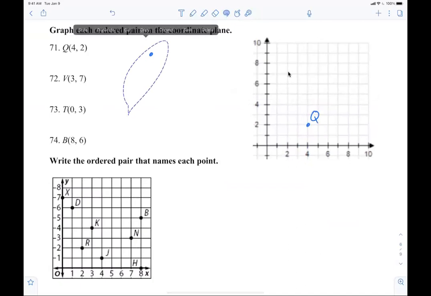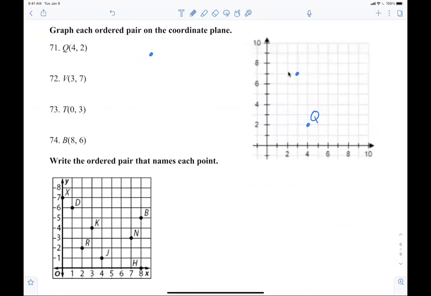Now we're doing 3, 7, which means I have to go which direction? To the right, how many, guys? 3, and then what? Up 7. There we go. And then we'll put V. And then finally, well, not finally, I guess. 0, 3. Where do I go for 0, 3? Yes, sir.